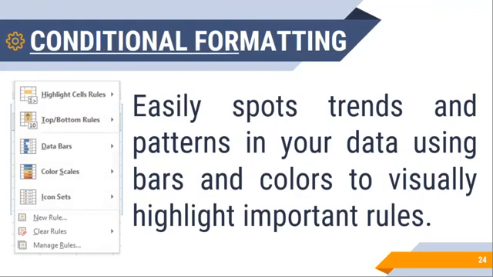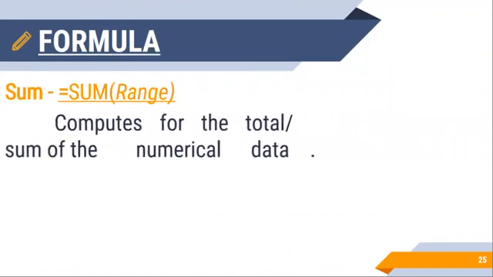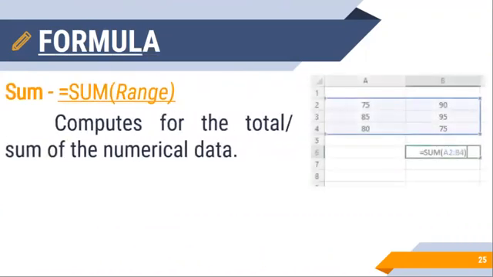So we have here yung highlight cell rules, the top or the bottom. Halimbawa, ang gusto nating makita agad ay top 10 or bottom 10. Ayan. So pwede nyo rin po i-customize yung rules na gusto ninyo. Then aside from conditional formatting, we also have the formula. So hindi po mawawala syempre yung formula sa Microsoft Excel. We have the sum. So sum computes for the total or the sum of the numerical data.